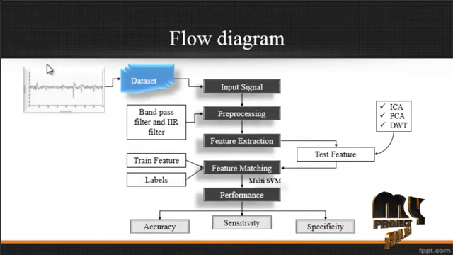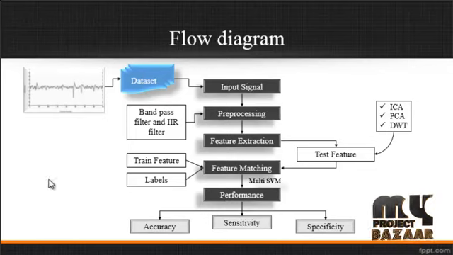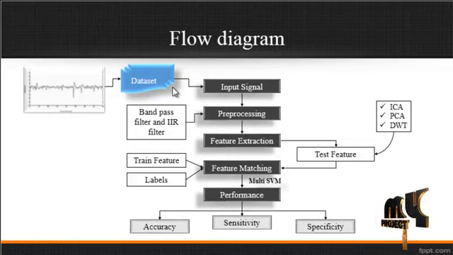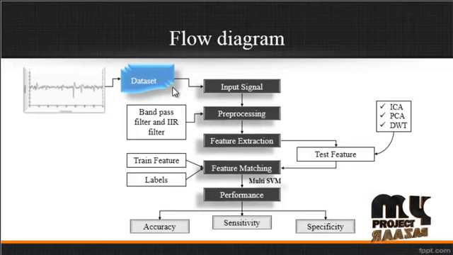This is the overall working flow for the process. At first, the input signal is taken from the dataset. The dataset is a folder which consists of several signals, both normal and abnormal signals. After getting any one signal from the dataset, the pre-processing is carried out.